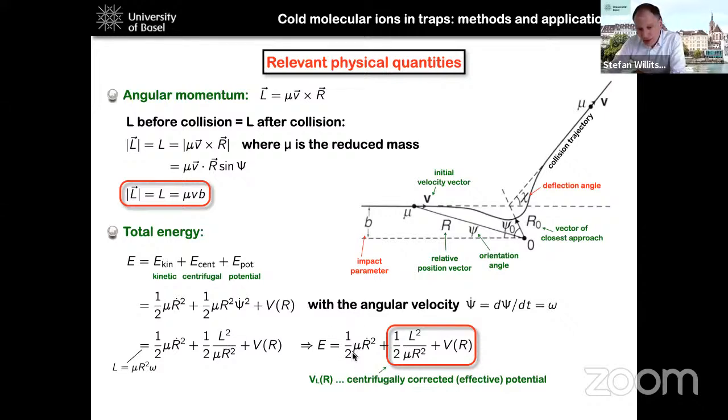So for the total energy, we arrive at this result then. We have the kinetic energy, we have the potential energy, we have the centrifugal energy. And those last two terms are usually lumped together into a new effective potential, a centrifugally corrected potential, right? Because the centrifugal energy essentially appears as a contribution to the potential part of the problem.